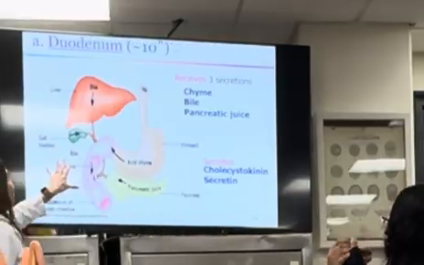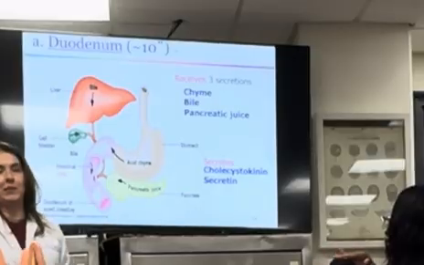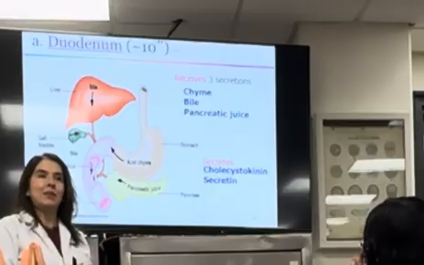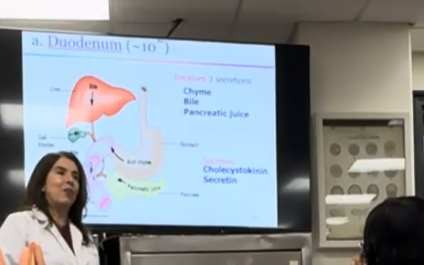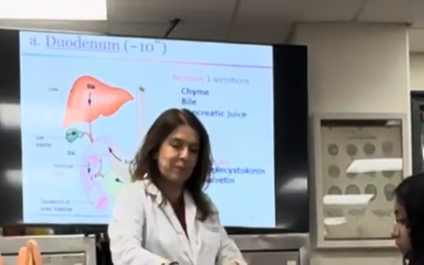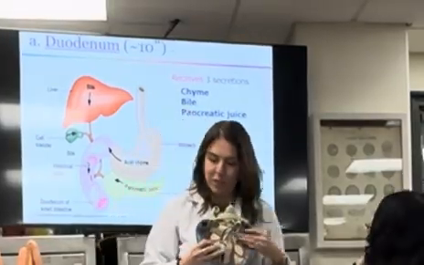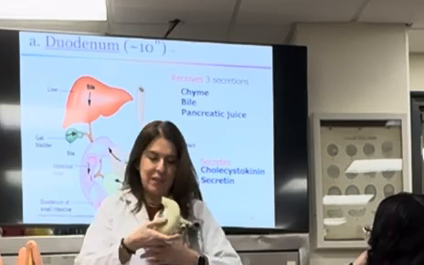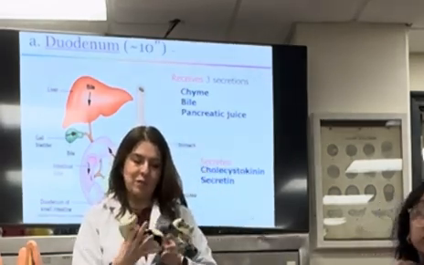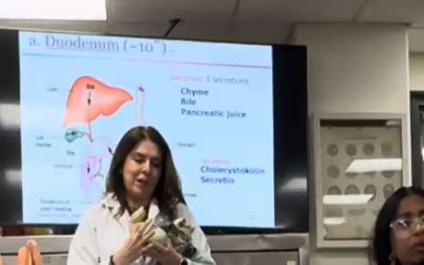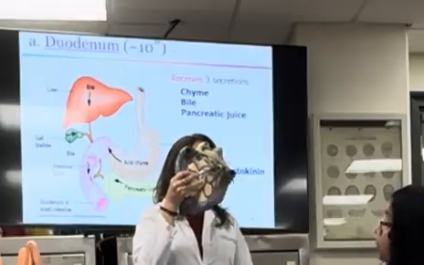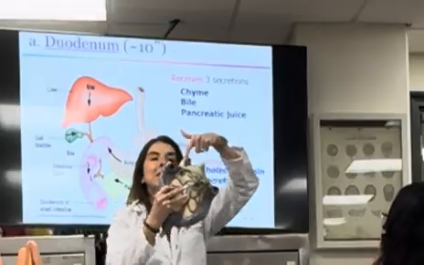Now let's talk about the first portion of the small intestine, the duodenum. So let's say that I ask you to list the 3 types of substances that arrive at the duodenum. What would you say? So here we have, let me just organize this, put it together. This is the stomach, and the stomach is connected to the first portion of the small intestine, which is the duodenum.